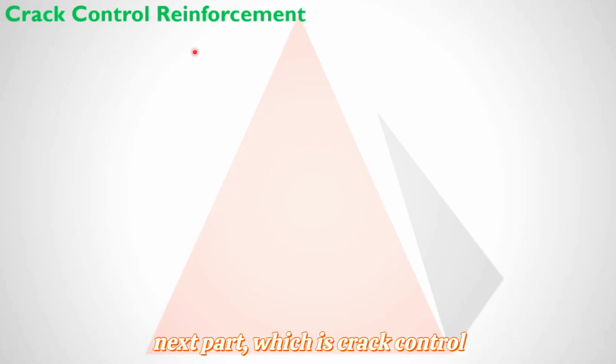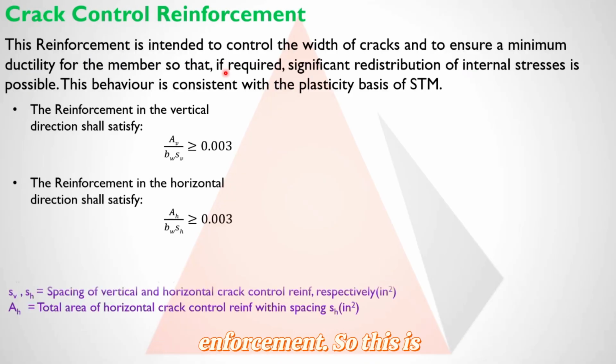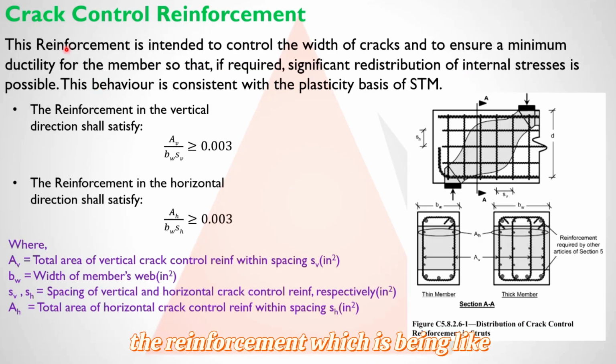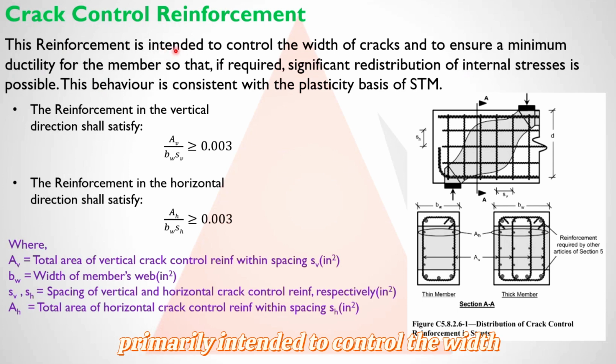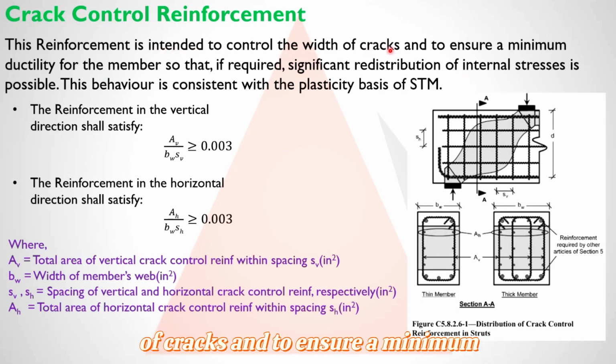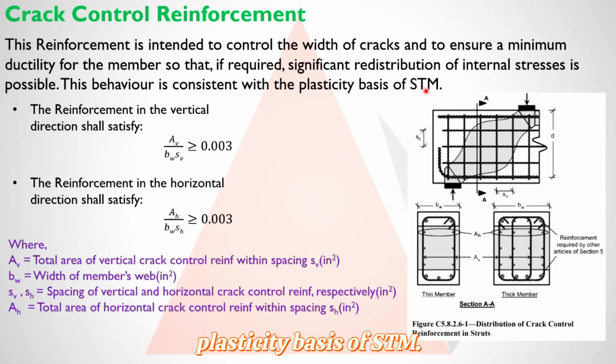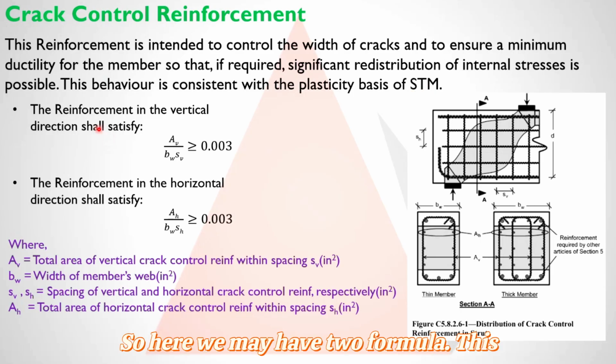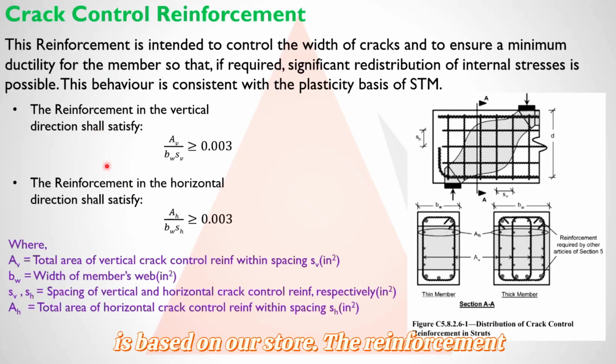Coming to the next part, which is crack control reinforcement. This is the reinforcement primarily intended to control the width of cracks and to ensure a minimum ductility for members, so that if required, significant redistribution of internal stresses is possible. This behavior is consistent with the plasticity basis of STM. So here we have two formulas. This is based on AASHTO.